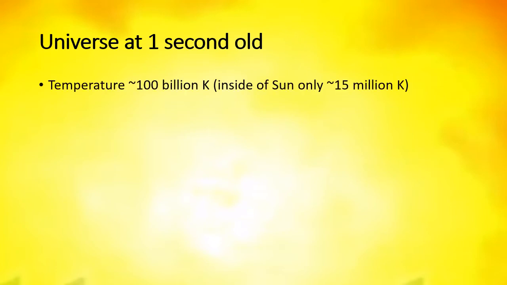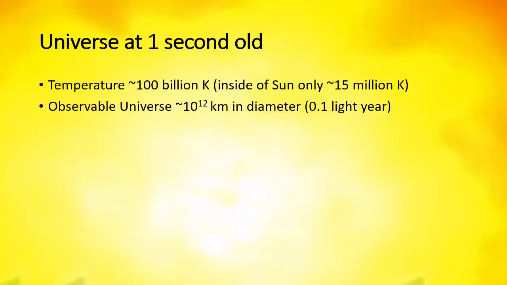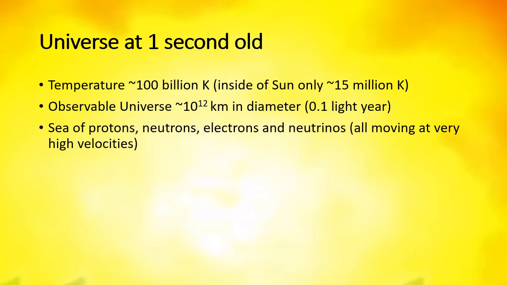Okay, we've got the basics out of the way. Let's talk about the universe at 1 second old. We believe it was incredibly hot, 100 billion Kelvin. For instance, the inside of the sun is only 15 million. The region we see as the observable universe now, 92 billion light years across, was only 0.1 of a light year. It was a sea of protons, neutrons, electrons and neutrinos. No atoms, no nuclei, all moving at very high velocities. And there were dark matter particles.